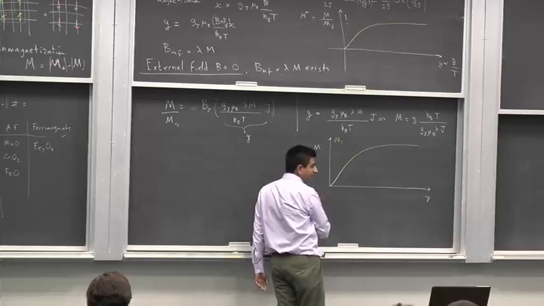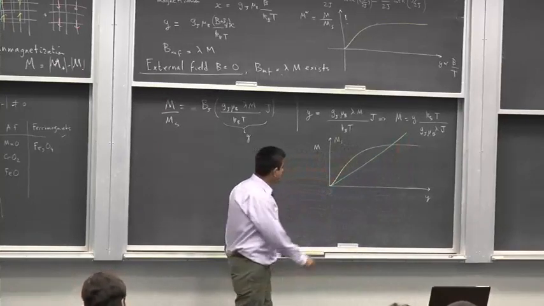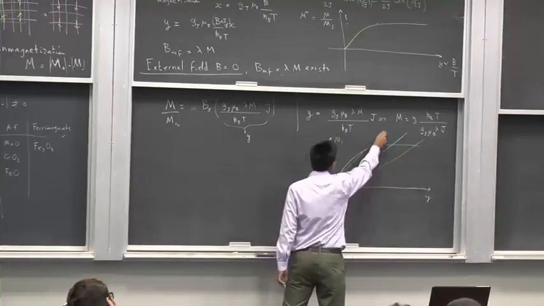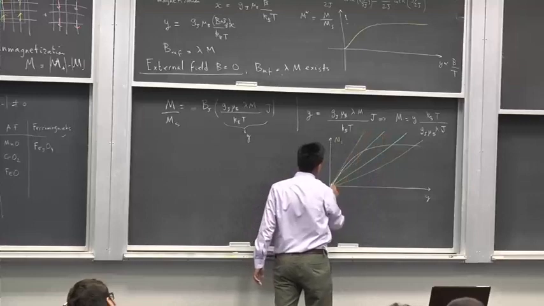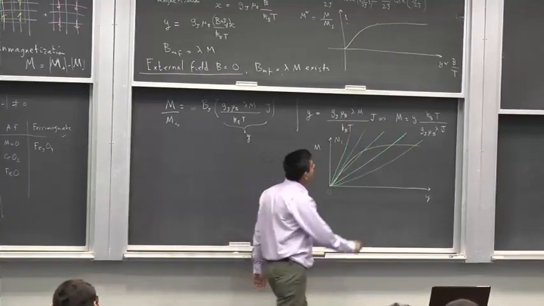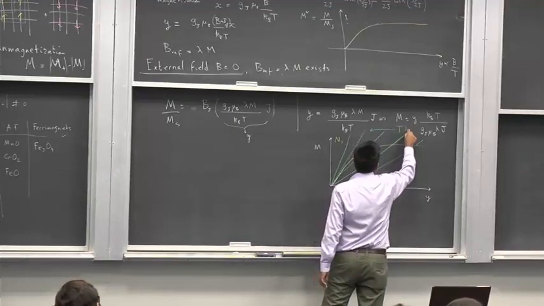This is 0. I can get a line like this, like this, like this. It all depends upon the temperature. Higher temperature means higher slope. So these lines correspond to higher temperatures.